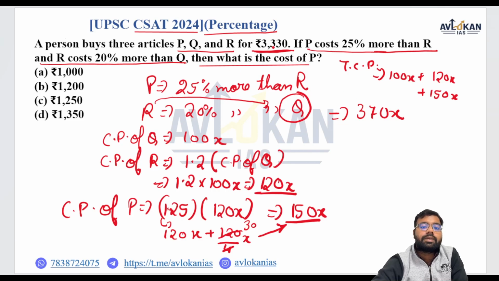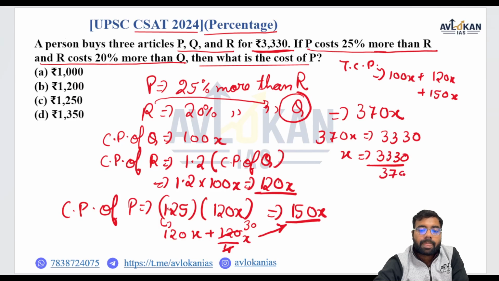But initially it was given that this is equal to 3330. क्या करना है? Simply put these two equal. 370x equals 3330. So you will get x equals 9. So what is my cost price of Q? It is going to be 900.